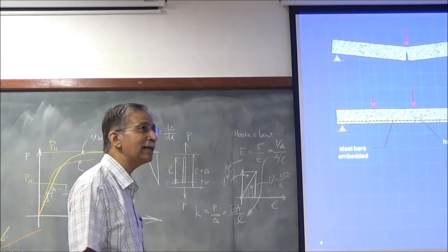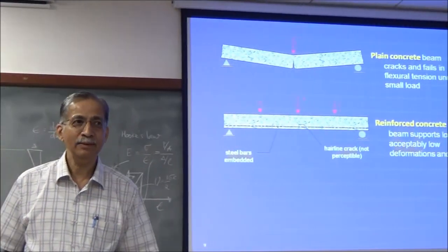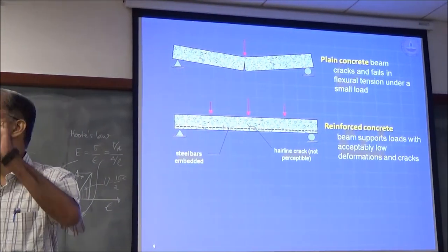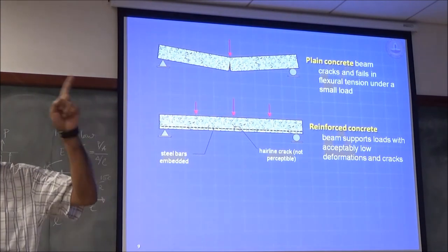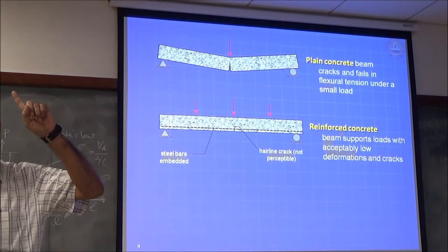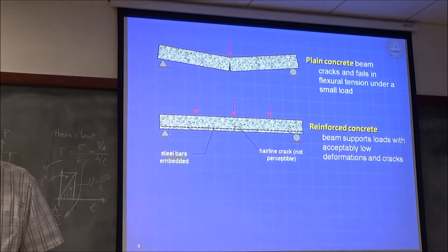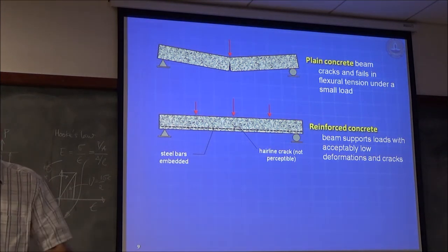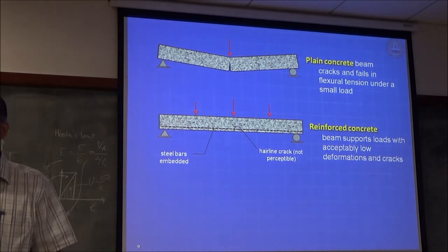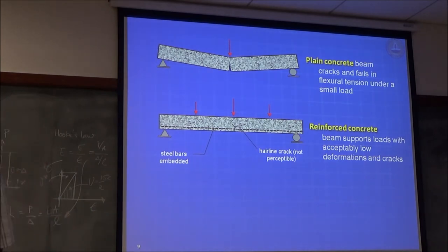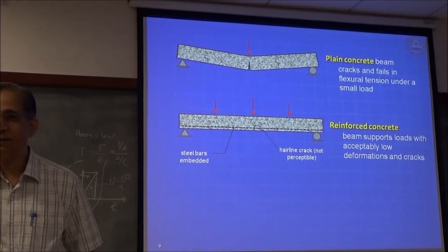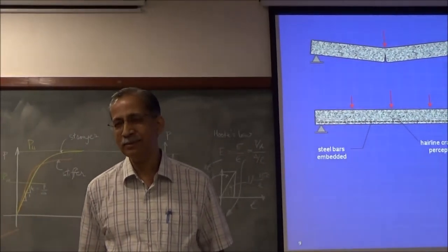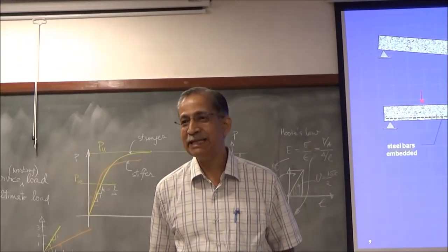And here you get cracks. This room has got a false ceiling, but if you were to see the beams there, those cracks are not visible. Otherwise, occupants in houses will complain. But cracking is unavoidable. Concrete will crack. So the crack should not be perceptible. So what's the crack width that is allowed in codes so that you don't see it?